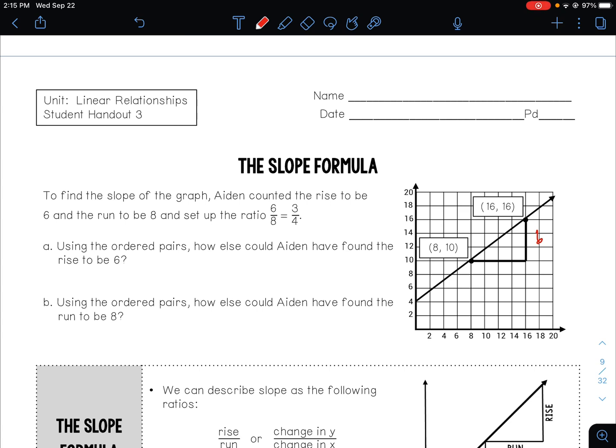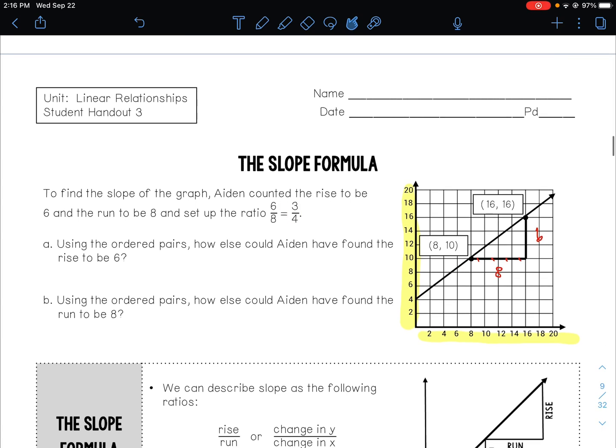Well, if you look at these numbers on the side, they go up by 2. So technically, this is 6, this is 2, 4, 6. And the run, also, if you look at the numbers on the bottom, they go up by 2 as well. So the run is 8. So 2, 4, 6, 8. There it is. So he calculates the slope as 6 over 8, which can be reduced to 3 over 4.